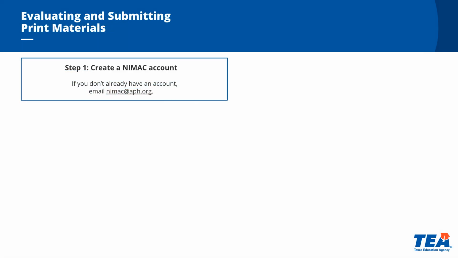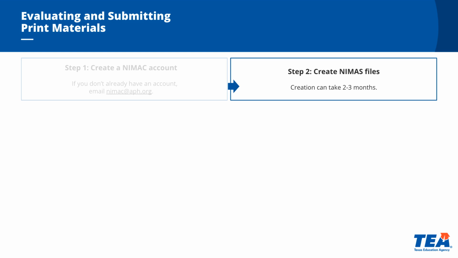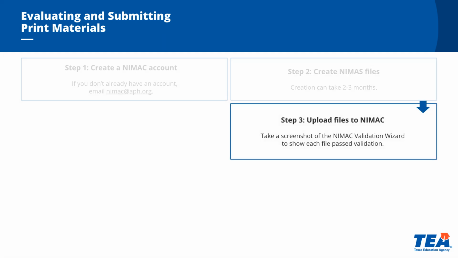For print materials, this process begins with the creation of a NIMAC account, if necessary. If you don't have an account or are unaware, you can email NIMAC directly at nimac@aph.org. Next, you will have your NIMAS files created, keeping in mind this process can take 2 to 3 months. Once the vendor has completed the NIMAS files, they should be uploaded to the NIMAC. Publishers should download a screenshot of the NIMAC validation wizard, showing that each file has passed validation.